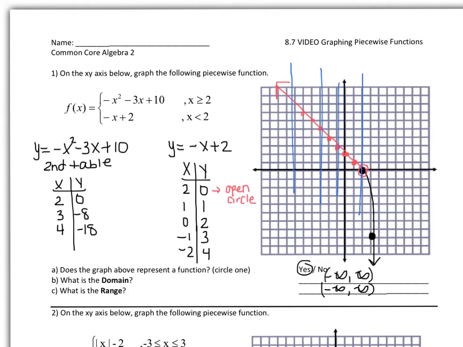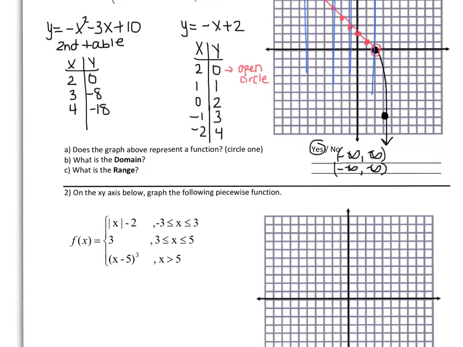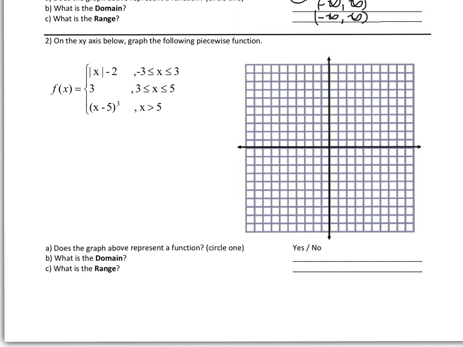Alright, so if that was confusing, let's try another one. So in example 2, we have a piecewise function made up of an absolute value, a line, and a cubic function this time. So we only want the absolute value function from x equal to negative 3 to 3. So in the y equals in the calculator, put in the absolute value of x minus 2. In case you weren't sure where those absolute value bars are, you want to hit Math, scroll over to Number, and hit 1 for ABS.